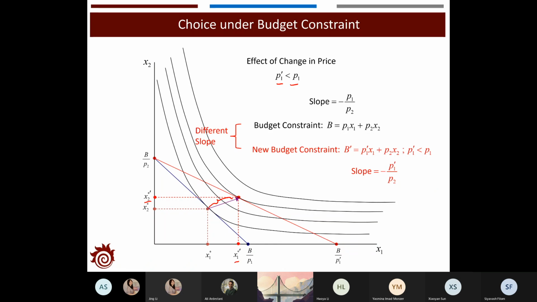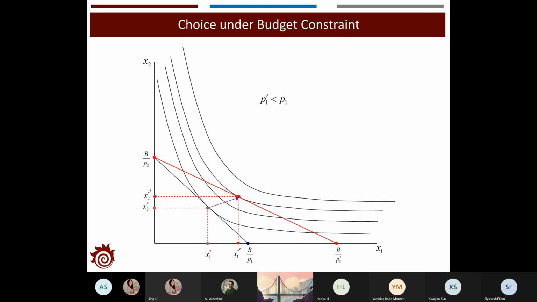But for this case, the changes can be categorized or divided into two parts. The first one comes from the substitution effect. The second one comes from the income effect. The substitution effect means the changes caused by the price change without considering the budget. The second one shows the changes with respect to the budget.